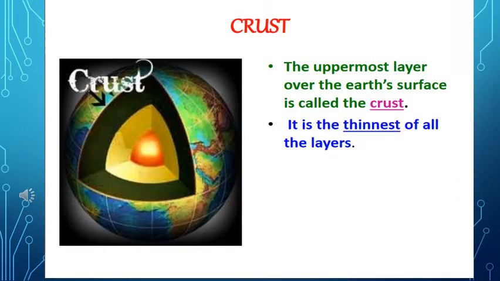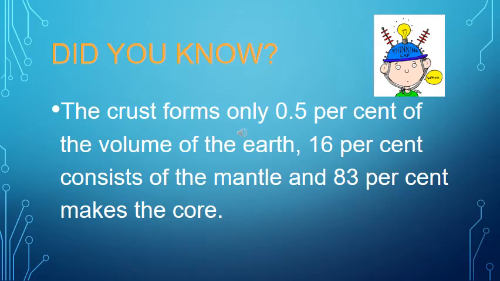First one is crust. Crust is the outermost layer of earth, and also it is the thinnest layer. So earth crust is the outermost one and the thinnest one. An interesting fact for you: the crust forms only 0.5% of the volume of the earth. 16% consists of mantle, and the rest 83% makes the core.